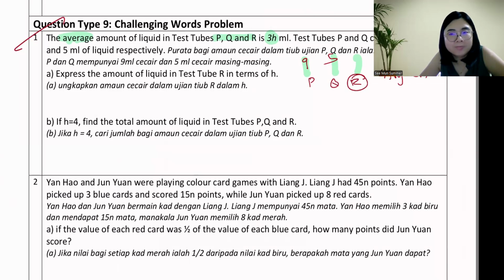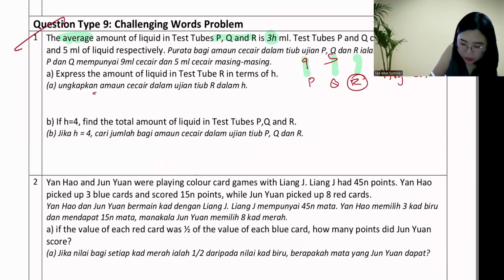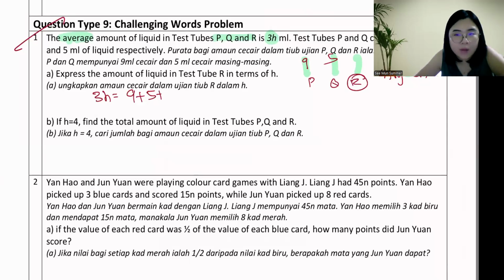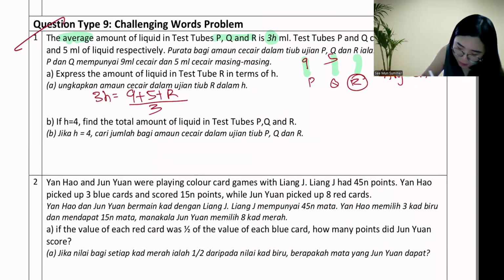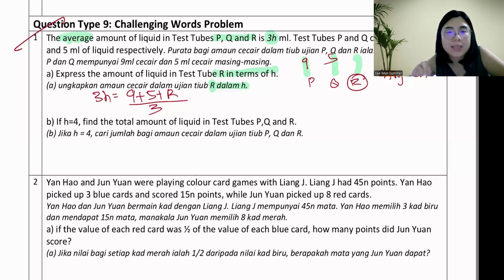How do I do? So far, I think the answer should be related to 3H. So just now I said average is equal to 3H. So how do I find average? It is to add all the liquids together, right? 9 plus 5 plus R, but R, I don't know how much. So I just put R to represent the unknown. Okay? And then I put divided by 3. This is called average. And then you move it up. Whenever you see ungkapkan R dalam H, or you can say express R in terms of H. So who is the main character, R or H?